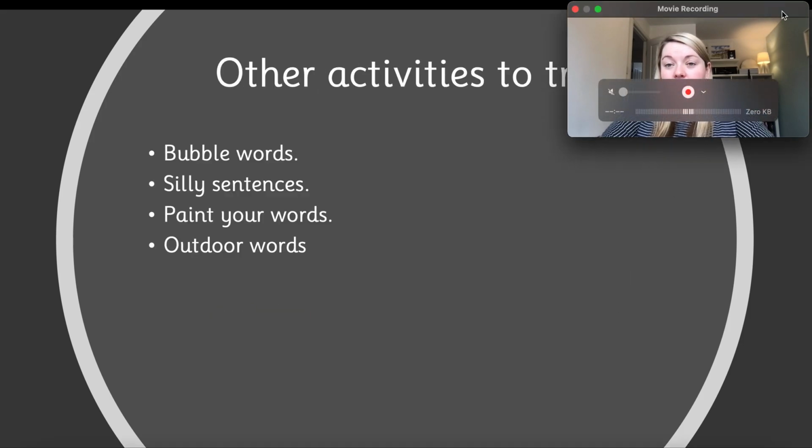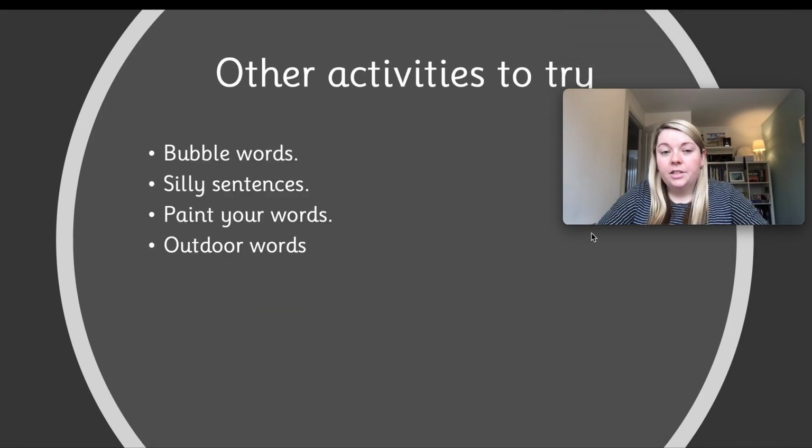If you would like to do some other activities to practice your spelling words, you could do bubble writing and practice writing them out in bubble words. You could do silly sentences. You could paint your words, or you could even go outside and maybe create your words. Maybe you could go to the beach and write your words in the sand. It is up to you.